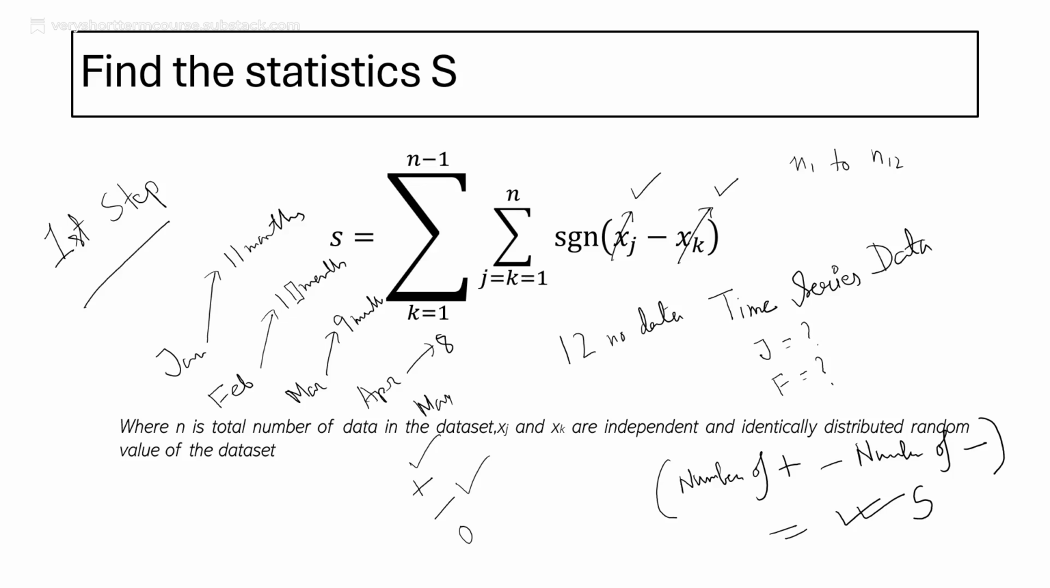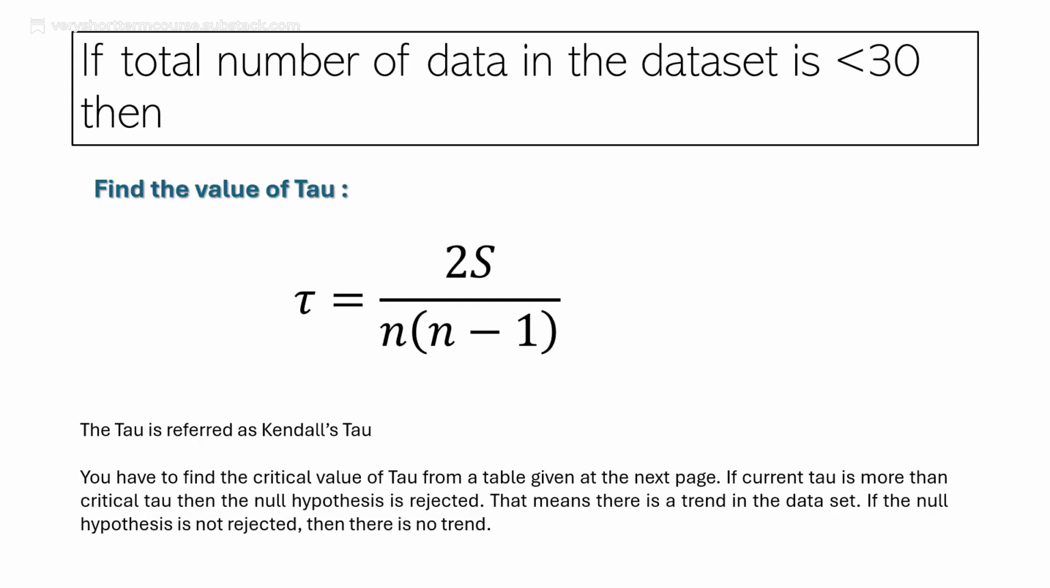Okay, so don't take the absolute value. If it comes out negative, suppose the number of plus is less than the number of minus, then certainly S will be negative. Let it be so. There is no problem with that. S may be positive, S may be negative, S may be 0 also. No problem with that. Once you have calculated your S, the next step is to check whether the total number of data in your data set is less than 30 or not.